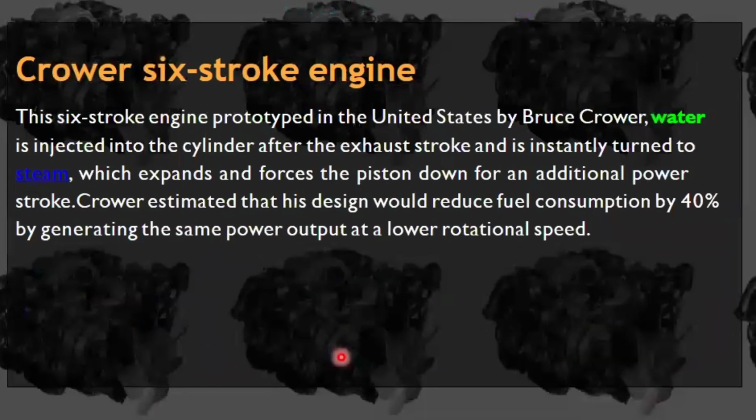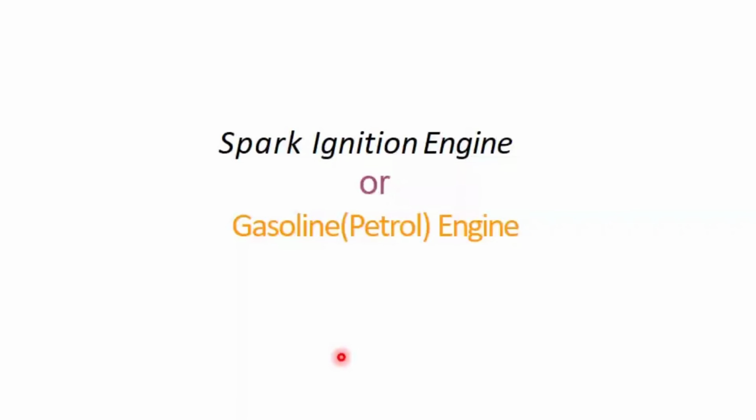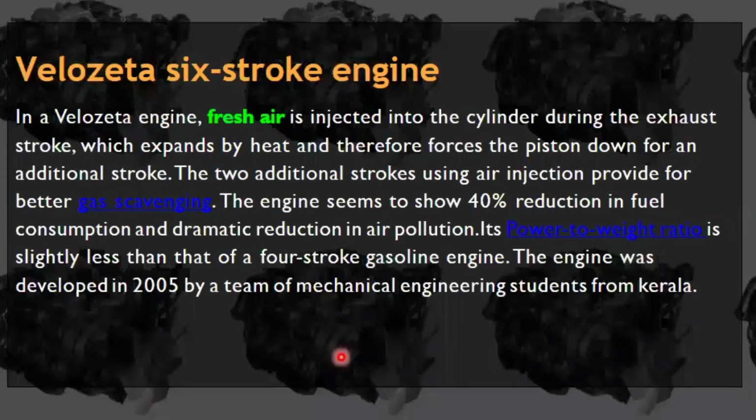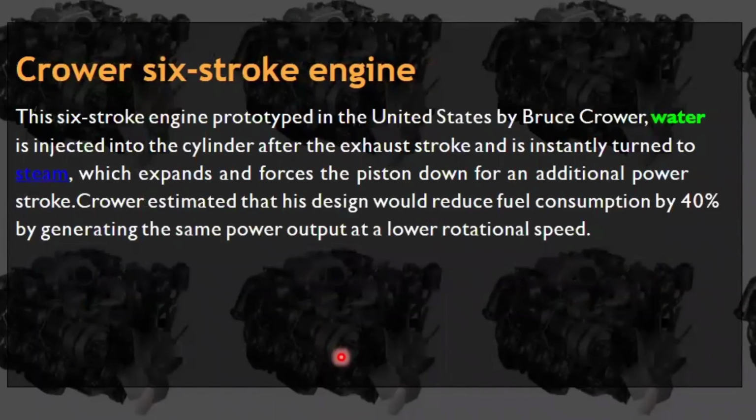These are some engineers who developed the Crower six-stroke engine, and this is the Velozeta six-stroke engine. You can go through them and know whatever is there. Whatever I have explained till now will be there. The working principle is the same as I explained now. You can go through it and understand easily.